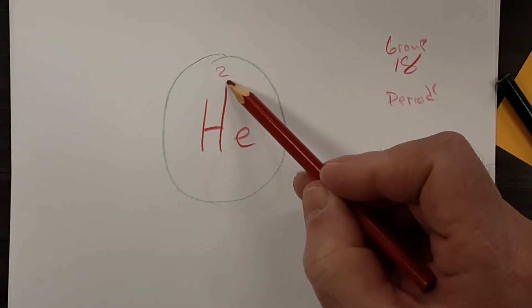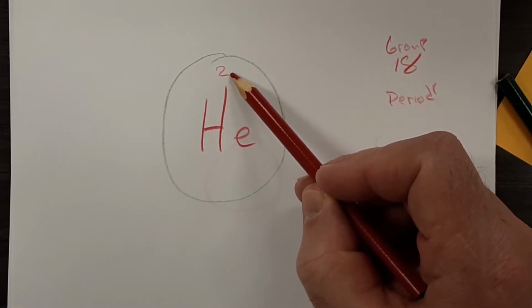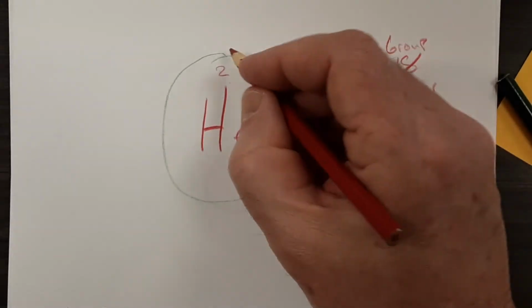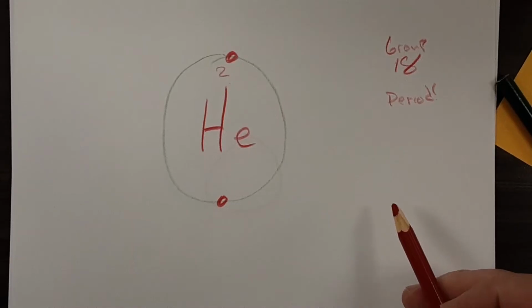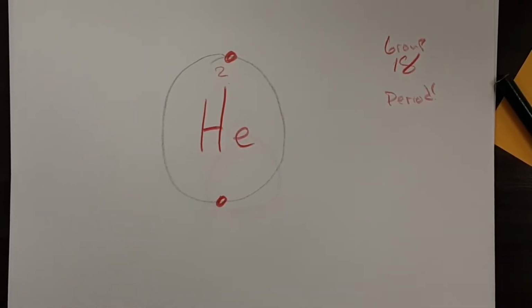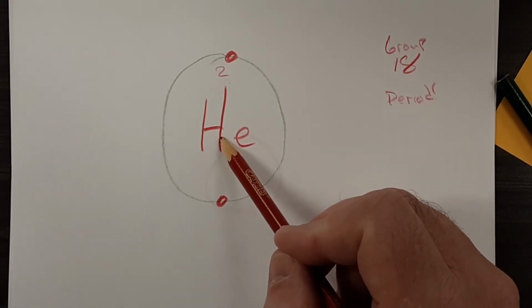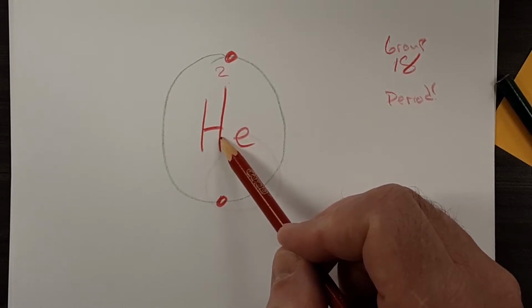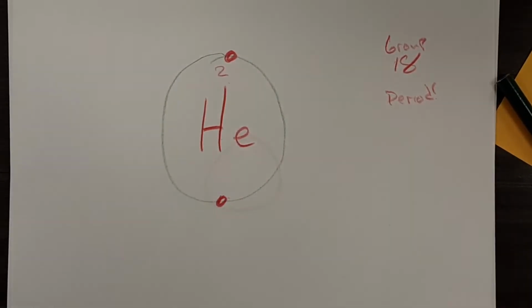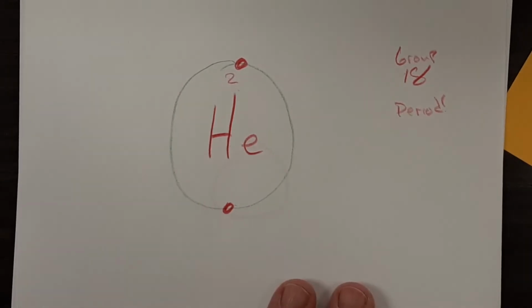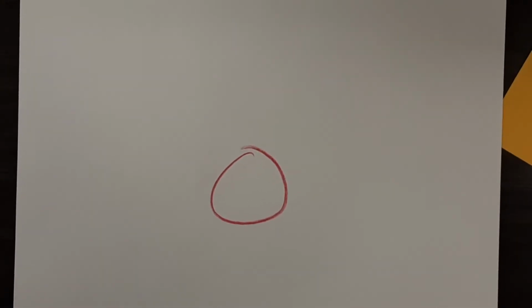Since it is atomic number 2, we know that it's going to have 2 electrons to balance out the 2 protons. So there's an electron, there's an electron, and well, that's it. That's the whole model. So we've got the nucleus, and we know that the nucleus is going to have 2 protons and 2 neutrons, and then 2 electrons to balance out the protons. All right, let's do another one.